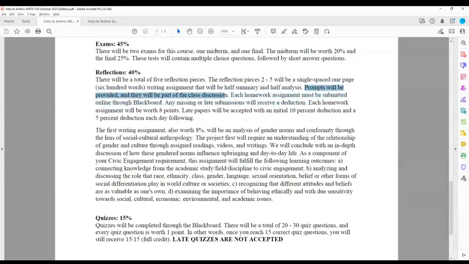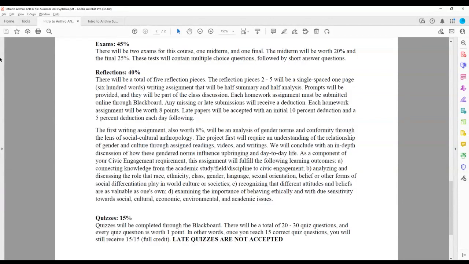Prompts will be provided, and they will be part of a class discussion. Each homework assignment must be submitted online through Blackboard. And missing or late assignments will receive a deduction. Each homework assignment will be worth 8 points. Late papers will be set up with a 10% deduction and a 5% deduction each day following. So what this basically means is that each of these reflections are 600 words each, and they are going to be due at the end of a section, so to speak. We're going to turn them in online on Blackboard, obviously.